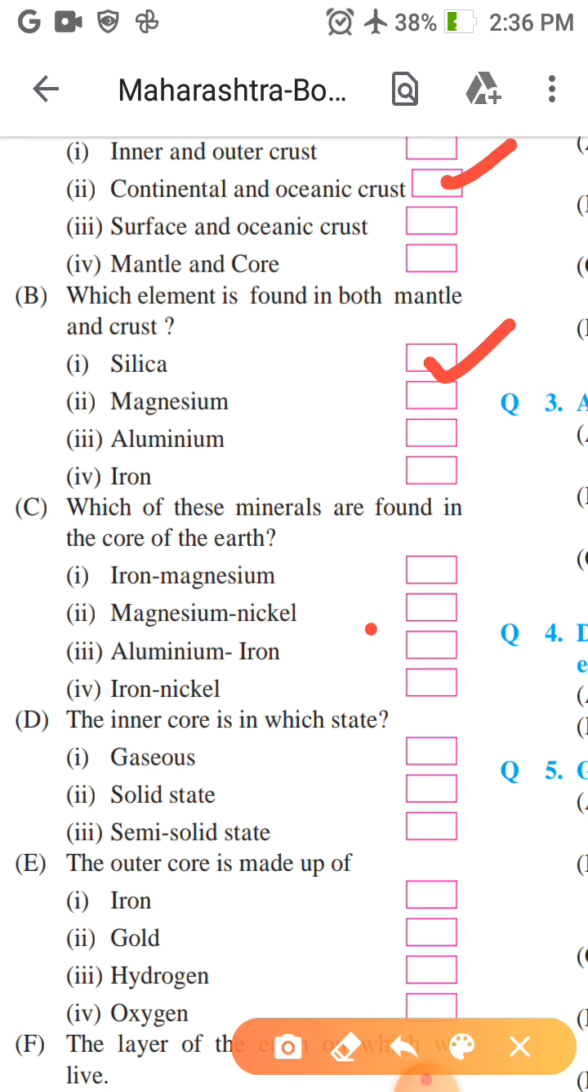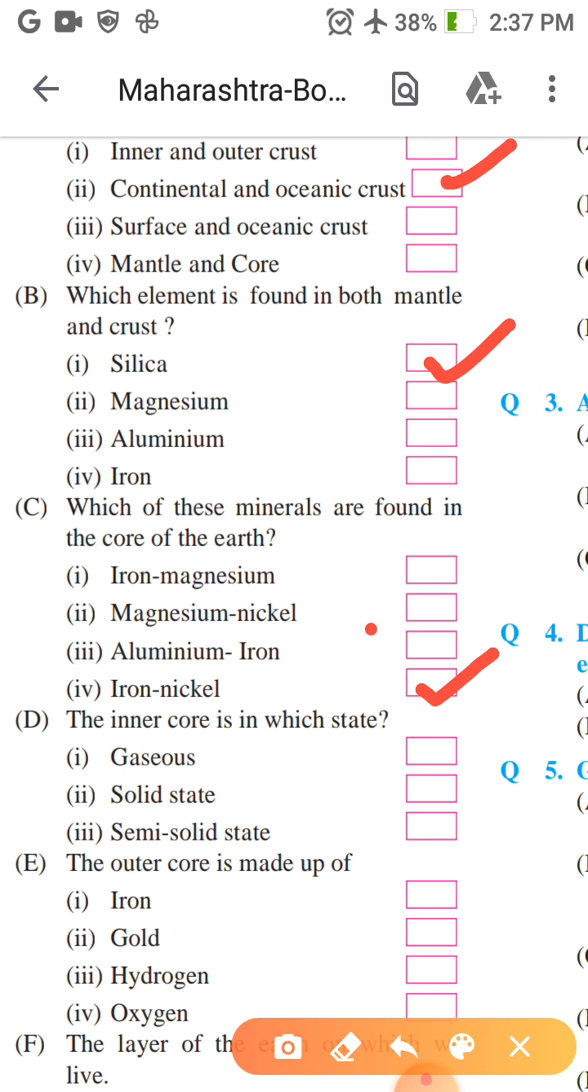Now next one, which of these minerals are found in the core of earth? Iron, magnesium; magnesium, nickel; aluminum, iron; or iron, nickel. Which of these minerals are found in the core of earth? Okay, tell me. Just now we discussed iron and nickel is called as NIFE. Which minerals? Iron and nickel. The fourth option is the correct option, isn't it? Am I right? Yes.